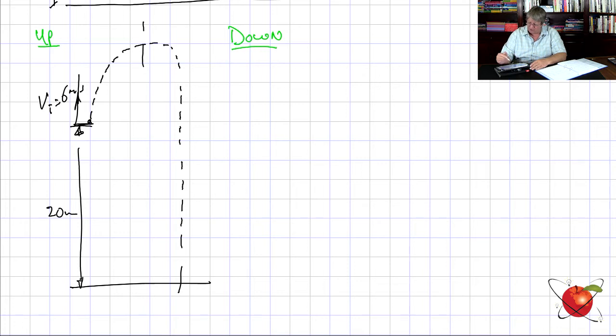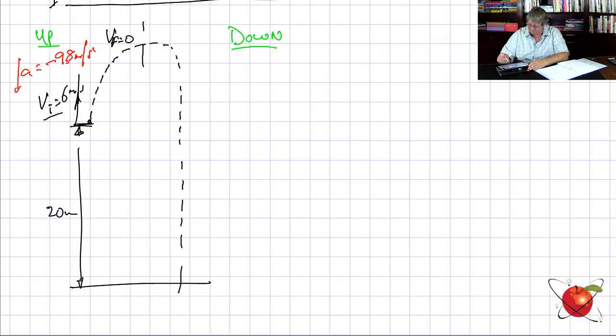This is where I split it into two: up and down. Just looking at the up motion, my acceleration is equal to minus 9.8 meters per second squared. Why? Because the ball is being stopped. What is the velocity at the top? V final on this side is 0. V initial is 6. Going to the other side, V initial is 0 and V final is something totally different.